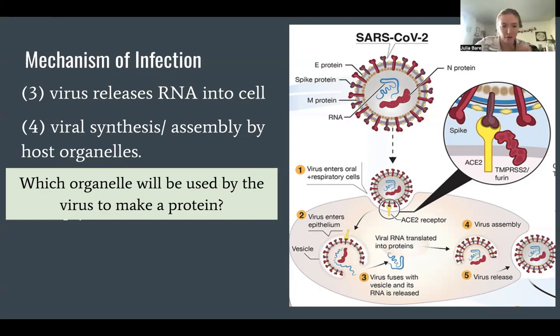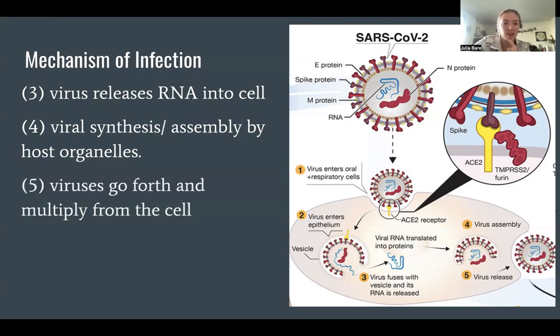So in light of that review, I encourage you to answer this question. Which organelle is going to be used by the virus to make a protein? There's a little bit of review from organelles in general biology. That's going to be the ribosome, okay? Now, once the viral RNA has been translated into proteins, step 5 is going to be the assembly of that virus and then the release of that virus out into the extracellular space.